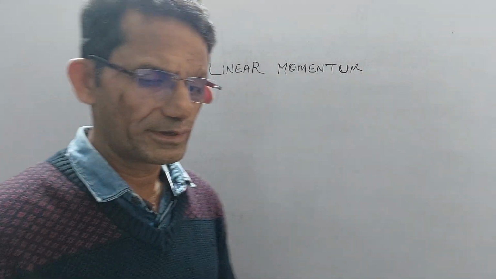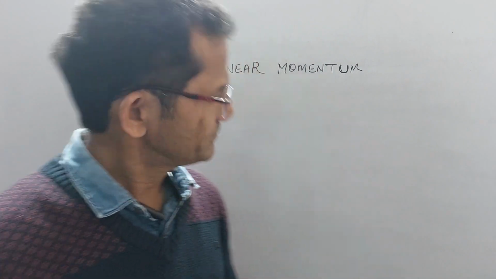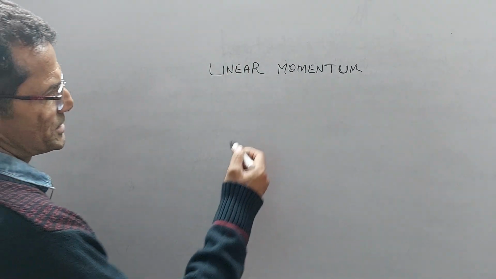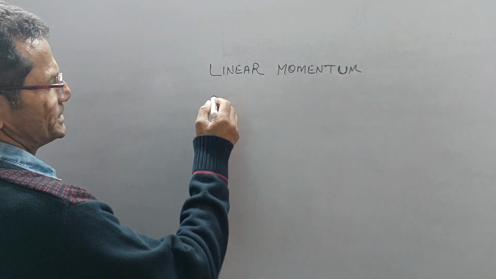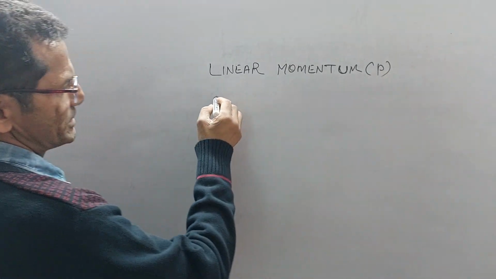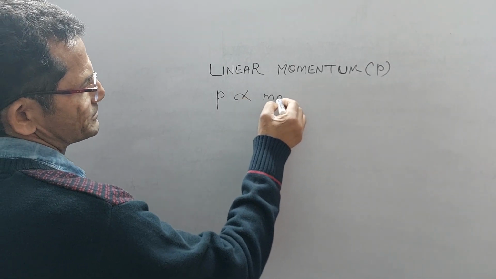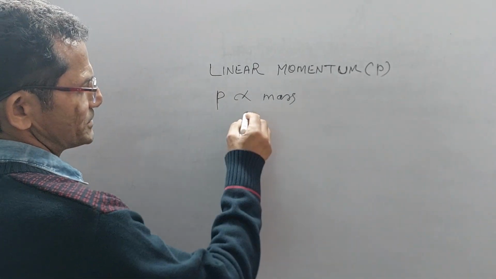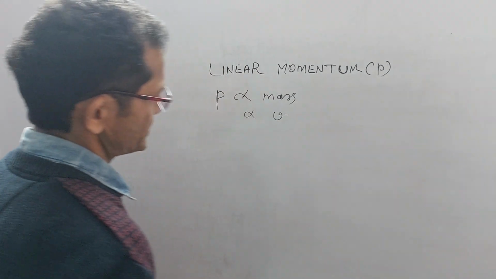Another important topic is linear momentum. We know that linear momentum is equal to mass into velocity. This quantity, linear momentum, we generally represent by p. This quantity is directly proportional to mass: greater the mass, greater will be the momentum. It is also directly proportional to the velocity: greater the velocity, greater will be the linear momentum.